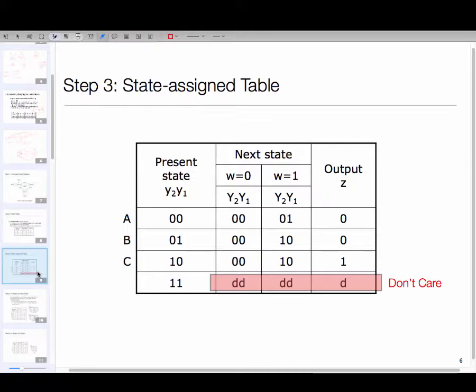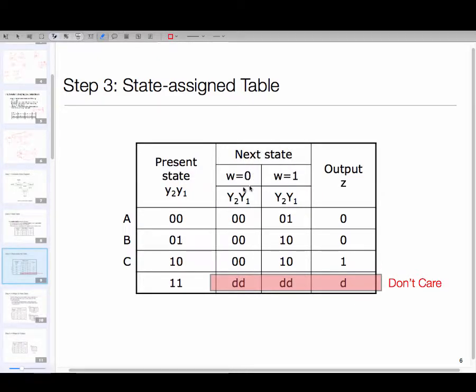But I have a lot of freedom. I could have assigned A 1 1 and B something else, and so on. So there's a lot of freedom here. And again, this has implications for cost. Maybe one assignment results in a simpler design than the other, and therefore a cheaper design. But in any case, we try this and then we do the next state.